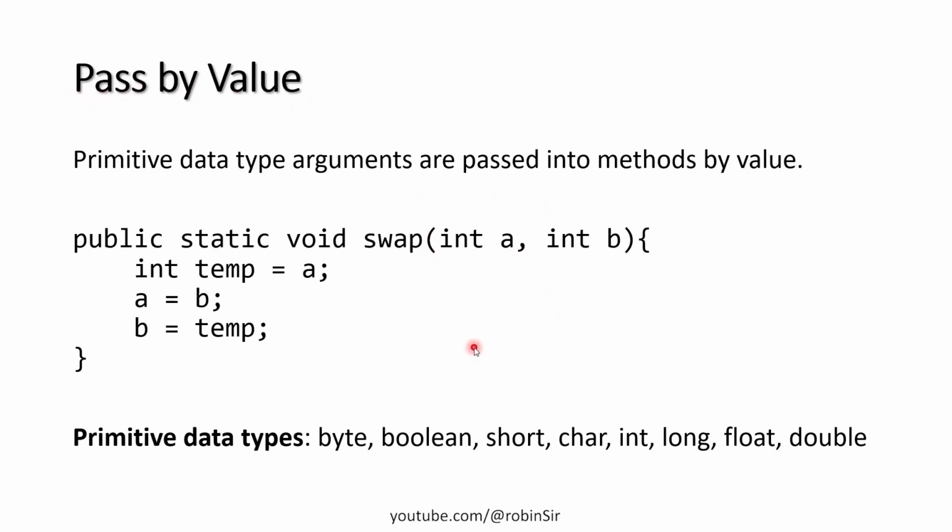For now, you just need to note down this much, that whenever primitive data type values are passed, pass by value takes place. Later, with the help of a program, we'll try to understand exactly what's happening when pass by value is taking place.